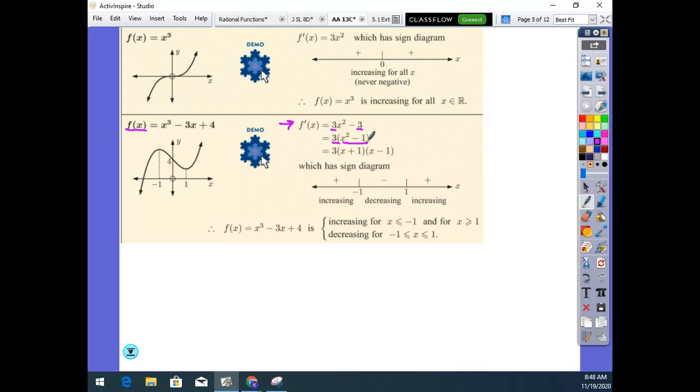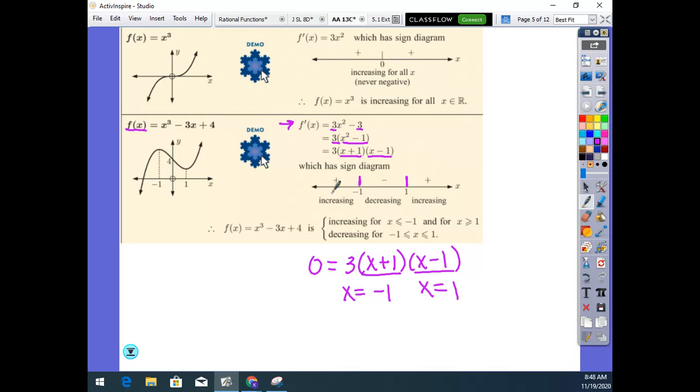Then we have the difference of two squares, x plus 1, x minus 1. So when does f prime equal 0? If we set the derivative equal to 0, this equals 0 when x is negative 1. This equals 0 when x is positive 1. So I include negative 1 and positive 1 on my number line.